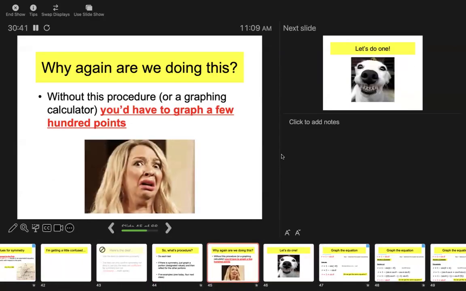Remember, if you don't do this, you don't even know what the shape is. So if you don't know that it has symmetry, then you would literally have to graph hundreds of points for the shape to emerge. So this is much easier doing it by hand.